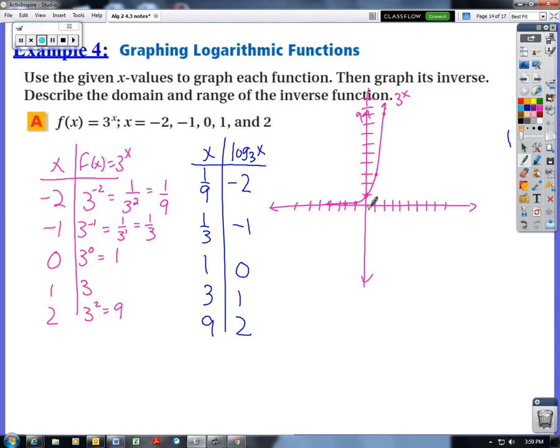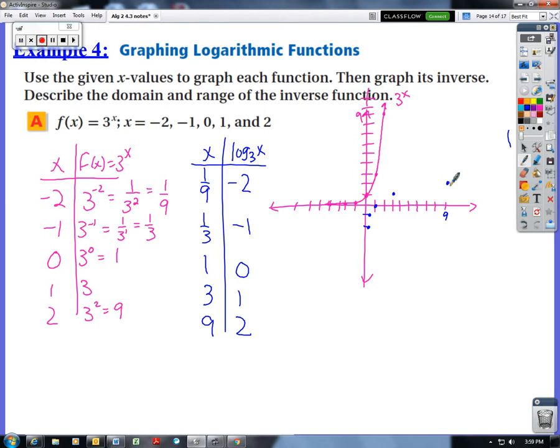So we're going to go over barely a little bit, 1/9, then we have to go down 2. So barely over and down 2. Over a third, down 1. Over 1, 0. 3, 1. And 9, 2. So 1, 2, 3, 4, 5, 6, 7, 8. Oh, this is 9. 9, 2. And we're going to draw that smooth curve.